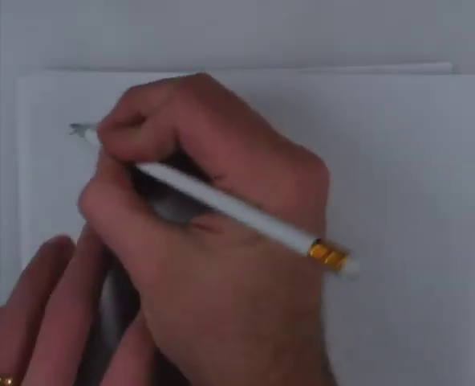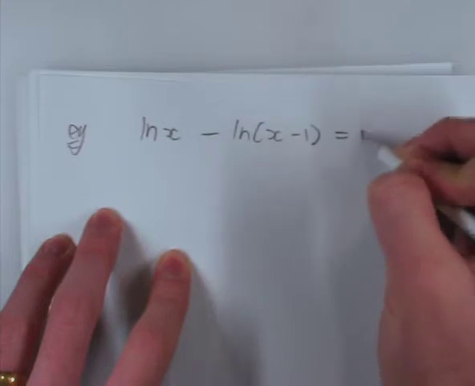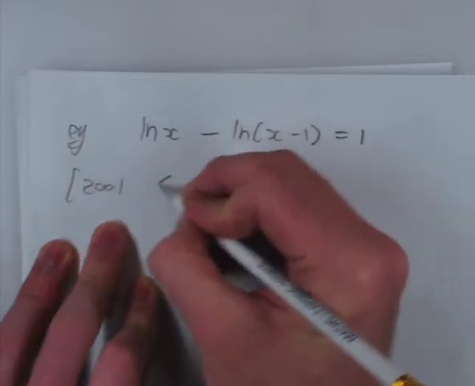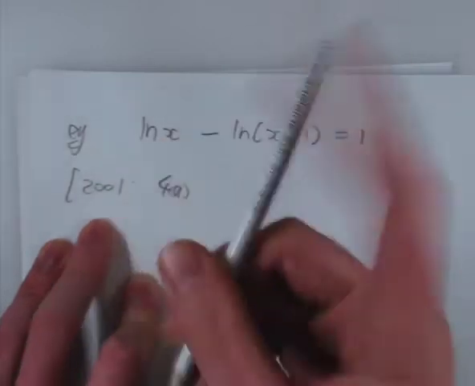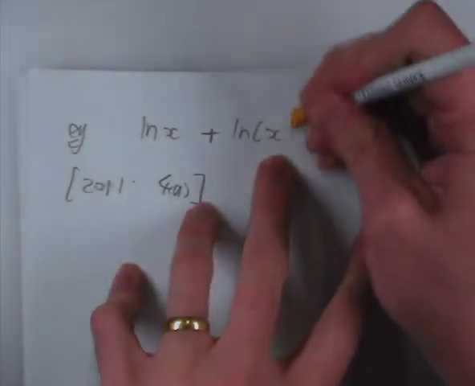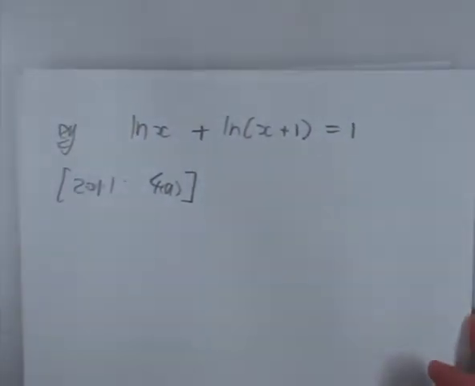Yes, Jolie. You do solve for x, ln x minus ln bracket x minus 1 equals 1. Okay. It's question 4a of 2011. So this is 2011 4a, presumably in the calculus. All right. Let's just change it, and really hope that I get solutions at all.